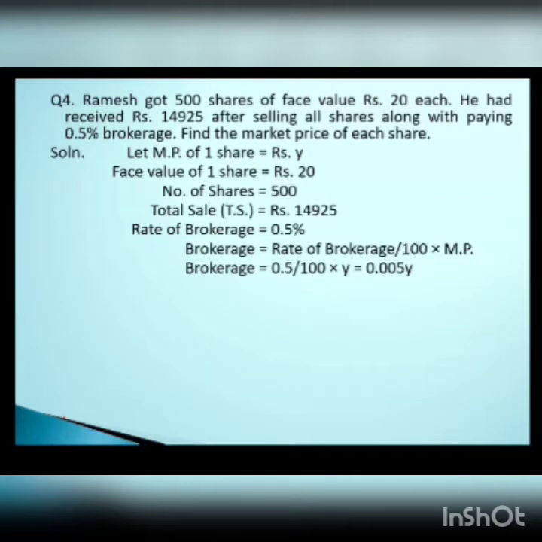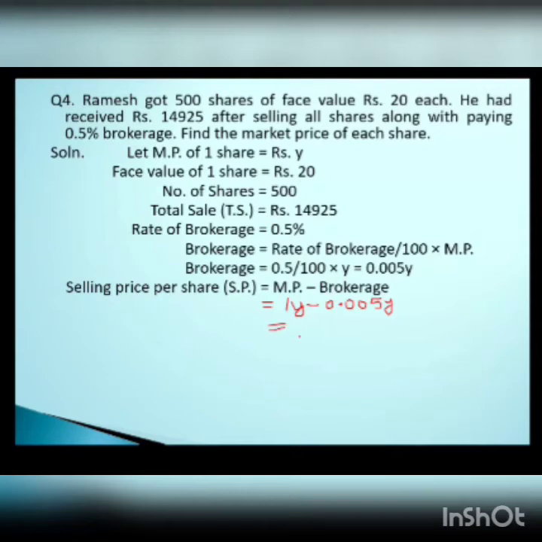The brokerage मिलने के बाद, the next step is to calculate the selling price per share. So if you do it here, it will be equal to market price, क्या है y. You can take y as 1y. It is not an issue. 1y minus this, 0.005y. So this is how you are going to calculate now. So 1 minus 0.005, you do it on the calculator. Y तो वैसे ही रहेगा. Y will not get changed. Y is in both the components. So that is the reason why we can subtract it. Just subtract the numbers and then you can put y after that.